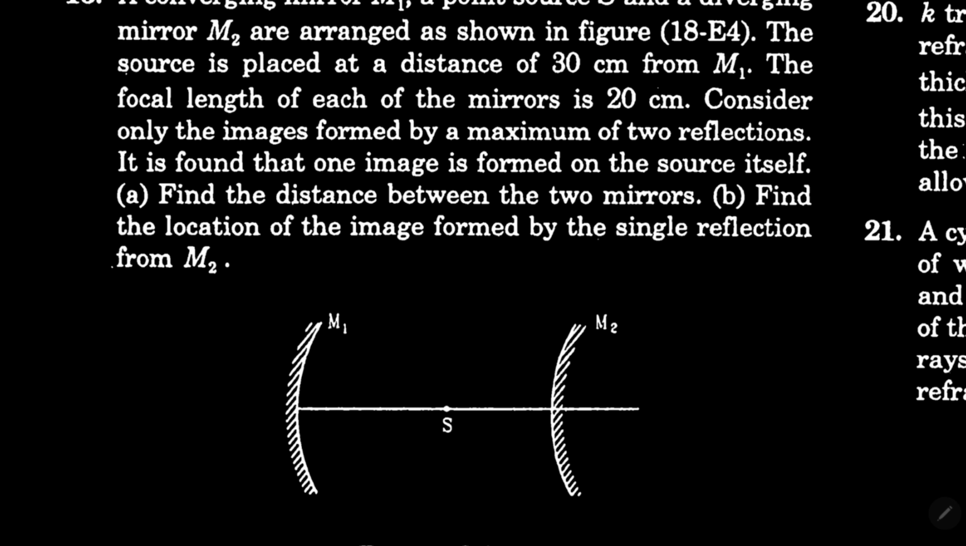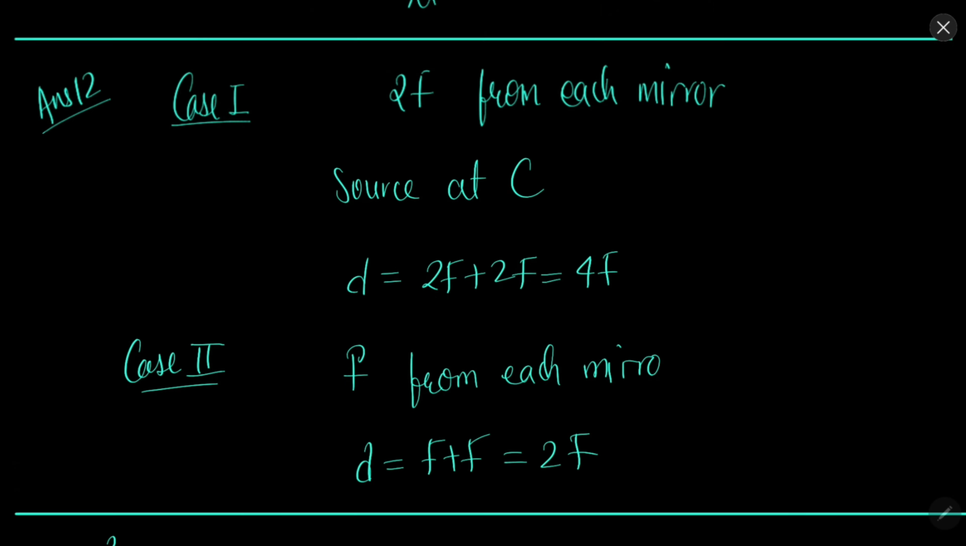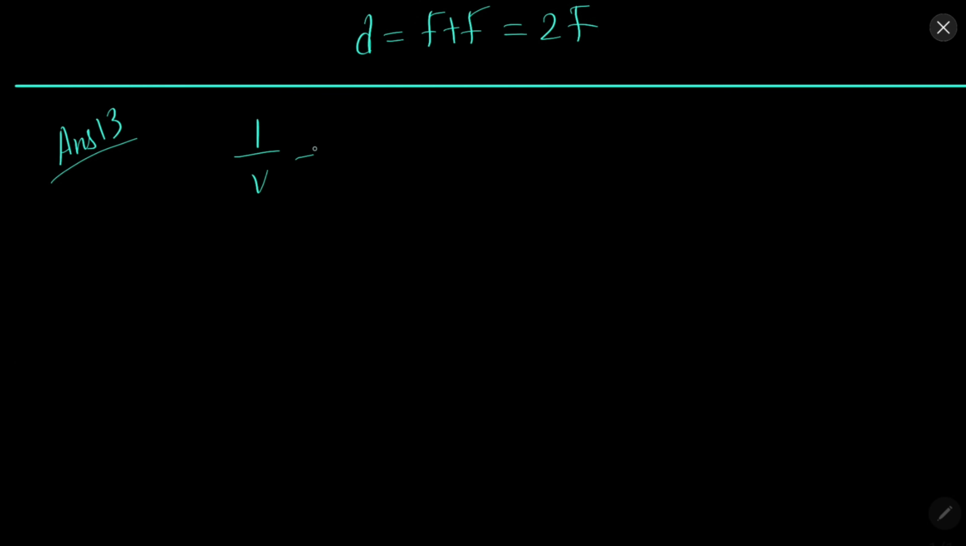In question 13, converging mirror M1 is there and diverging mirror M2 is there. Find the distance between the two mirrors. Find the location of the image formed by the single reflection from M1. Solution 13. First we will have 1 over v plus 1 over minus 30 equals 1 over minus 20, so v will be minus 60 centimeter.